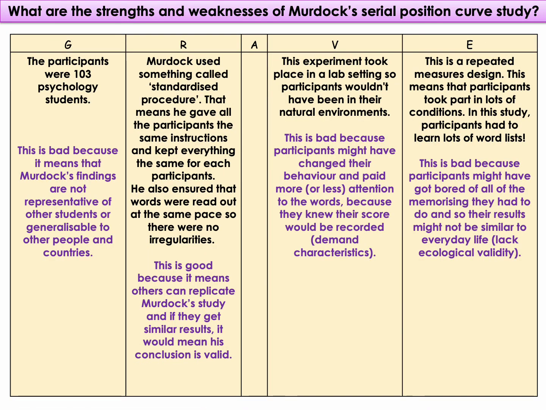Okay, so here we go. Psychology students is definitely going to be a weakness, because you cannot say that those students would behave the same as other people and other countries. So the results are not generalisable. Murdock using a standardised procedure is good because it means other researchers can replicate his study. And if they get similar results, then you would assume his conclusion is valid because his theory has more and more support. So it would make sense, it would be more valid, more truthful.